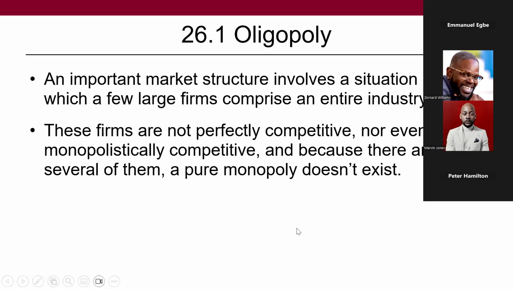Now, essentially, the firms in an oligopoly are not exactly examples of perfect competition, or like monopolistic competition. Because in monopolistic competition, there are still many firms, and the barriers to entry are highly limited, and firms can come in and leave the industry very freely.